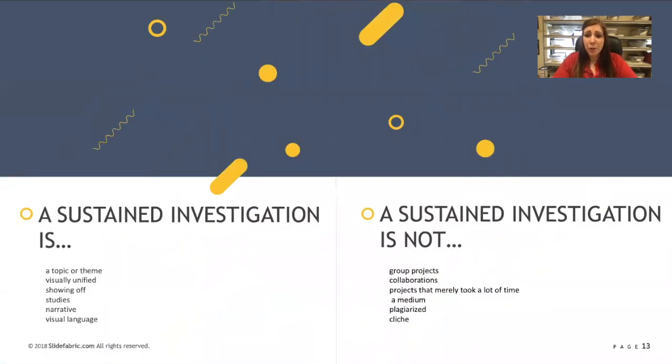All right, so let's talk about a sustained investigation. What is a sustained investigation? It is a topic or theme that you investigate all year.